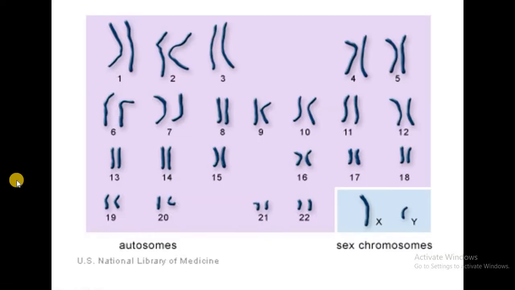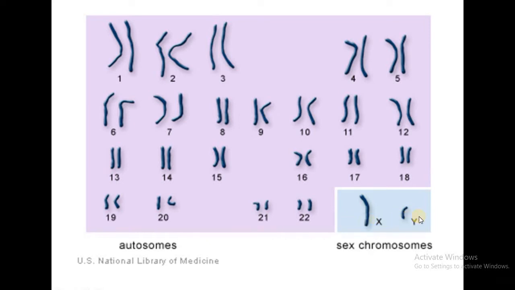So, autosomal dominant refers to how a particular trait is inherited. Here the autosome refers to the non-sex chromosomes, and in humans those are chromosomes from 1 to 22. These are called autosomes, and the other two are called sex chromosomes.